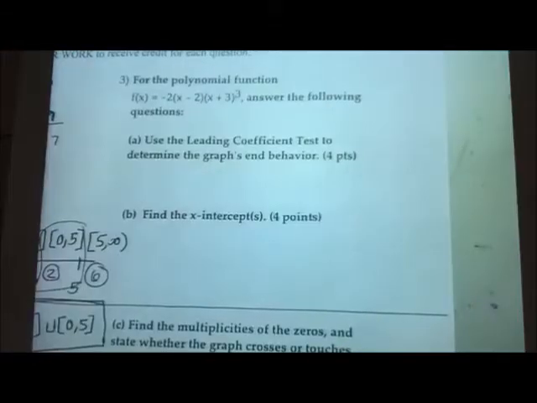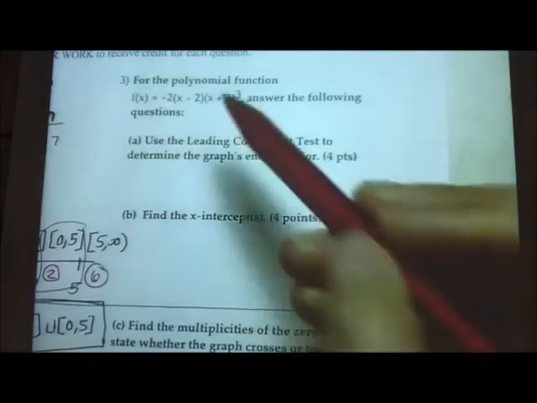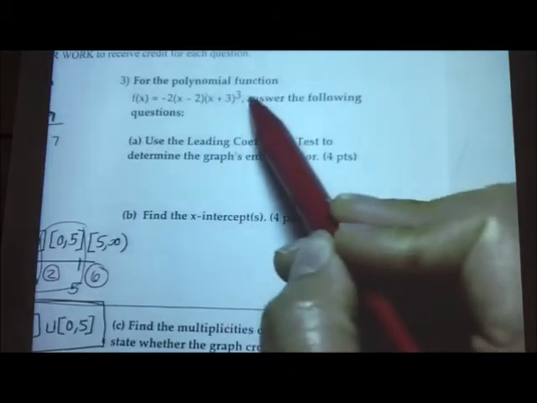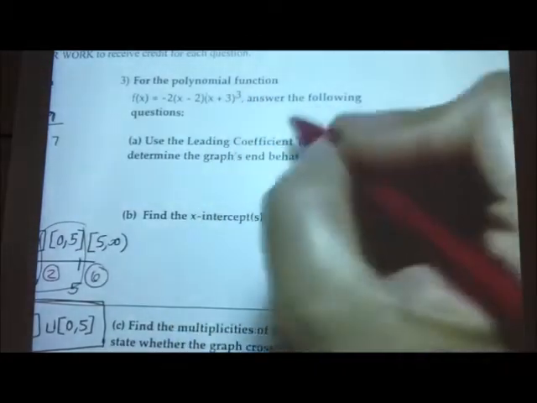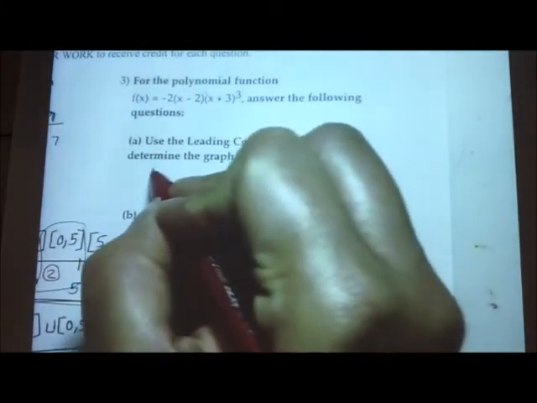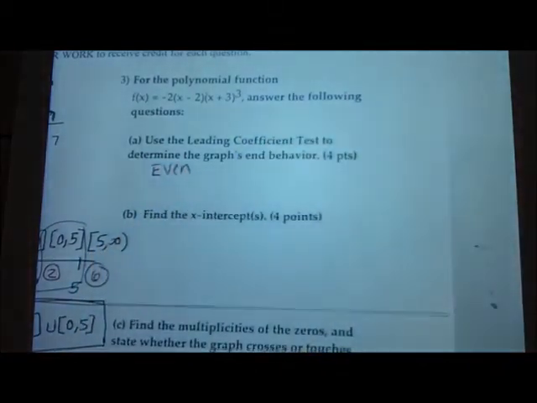So for problem number 3, they give it to you like that. We have to use the leading coefficient test to determine the graph's end behavior. This is where you know if it's even or odd. So by looking at this, is this an even or odd function? This is 3, but this one has a 1. And what is 1 plus 3? 4. So 4 is my degree, which means it's going to be even.